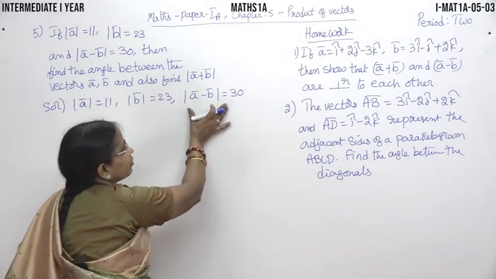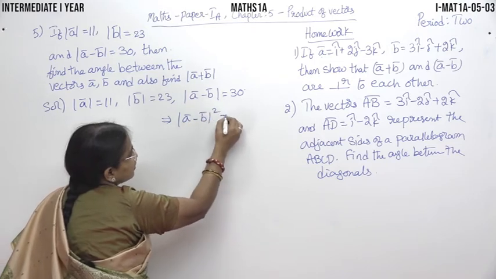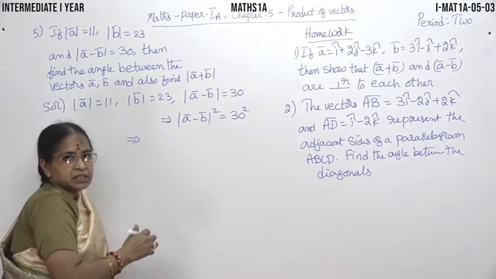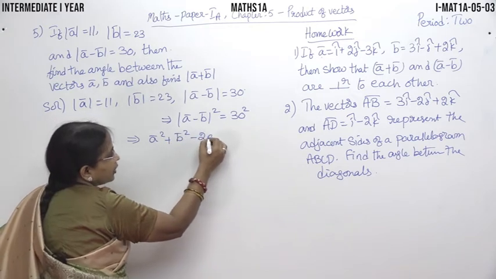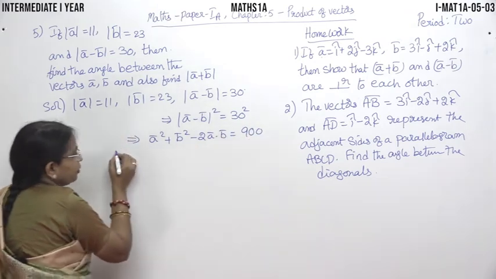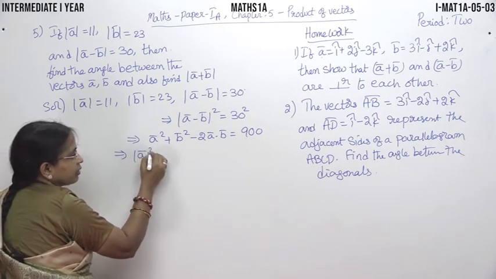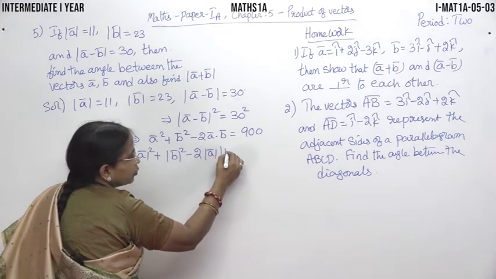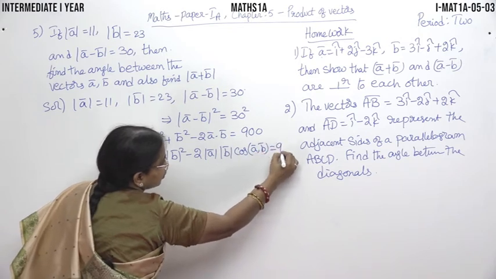As I said, whenever you have modulus, you square this. So squaring on both sides, mod a minus b whole square is equal to 30 square. So now a minus b dot a minus b. So a square plus b square minus 2a dot b is equal to 30 square, which is 900. Again you write a square as mod a square, b square as mod b square, minus 2 into mod a into mod b into cos of angle between a and b, that is equal to 900.